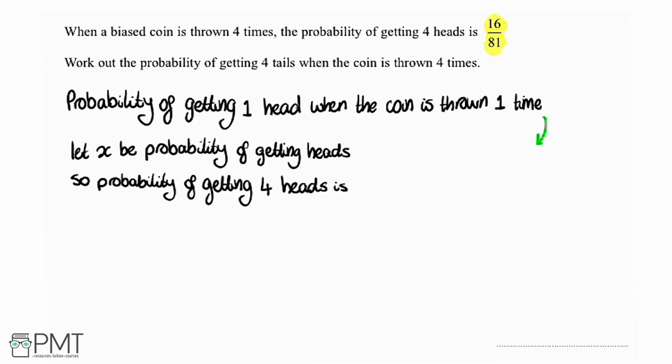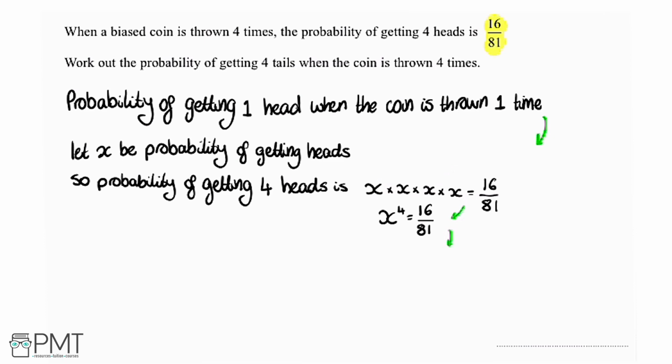So the probability of getting 4 heads is, okay, so we've got the probability of getting heads. And again, we've got the probability of getting heads on the second time, and the third time, and the fourth time. Just multiply together 4 times. And that equals what we've been told in the question, which is 16 over 81. So we've got x to the power of 4 equals 16 divided by 81.